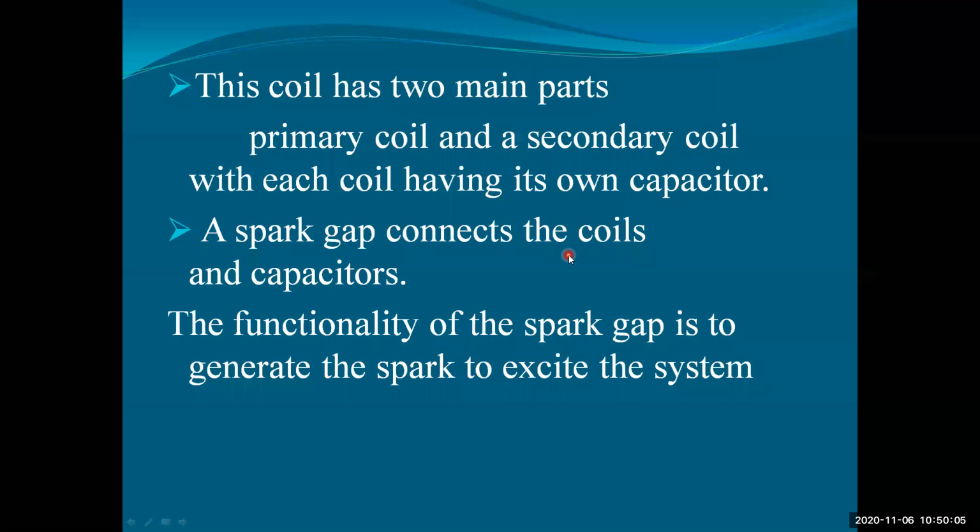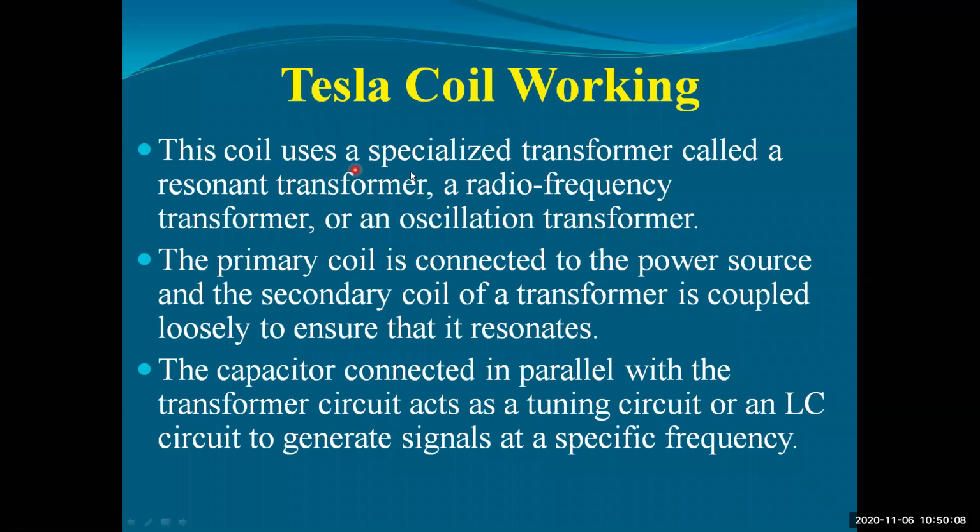So, Tesla coil working: this coil uses a specialized transformer. It's called a resonant transformer, or also a radio frequency transformer. Because by using the Tesla coil, it's possible to generate very high frequency. That's why it is also called a radio frequency transformer and an oscillation transformer. These are the different names for the same transformer: resonant transformer, radio frequency transformer, and oscillation transformer.